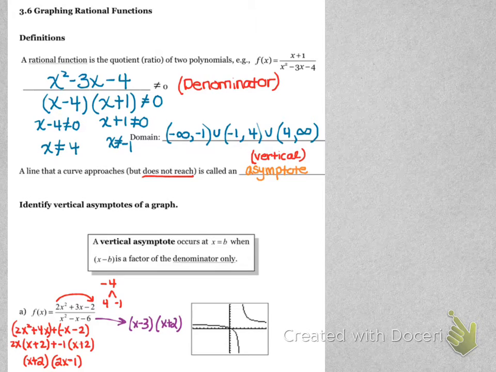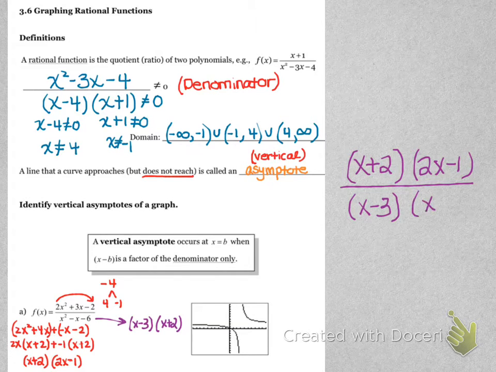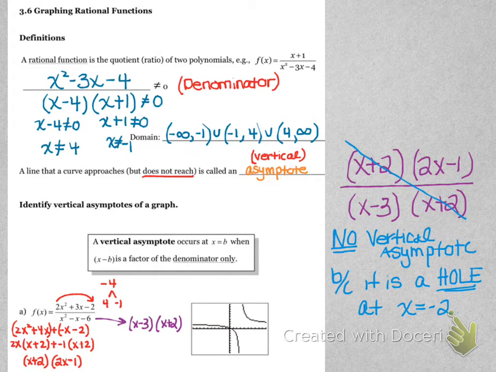Okay, so why do we do this? Well, I'm going to work over here on this side, so I'm going to rewrite it. I have x plus 2 times 2x minus 1 all over x minus 3 and x plus 2. We factor the numerator and the denominator to see if anything can be simplified. And it actually can. When something can be crossed out, like our x plus 2's, since they're being multiplied, they can be crossed out. When we can cross it out, it doesn't mean we have a vertical asymptote. It's not a vertical asymptote because it's actually a hole.